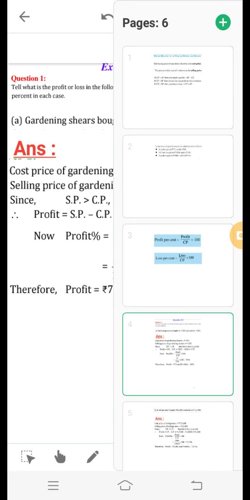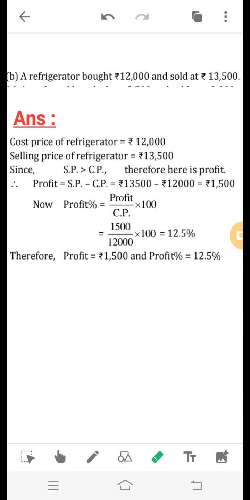Let us take another example. A refrigerator bought for rupees 12,000 and sold at rupees 13,500. So here cost price is 12,000. Selling price is 13,500. Here selling price is greater than the CP, so there is a profit. Do the subtraction, selling price minus cost price, 13,500 minus 12,000, so it's 1,500, that is the profit.